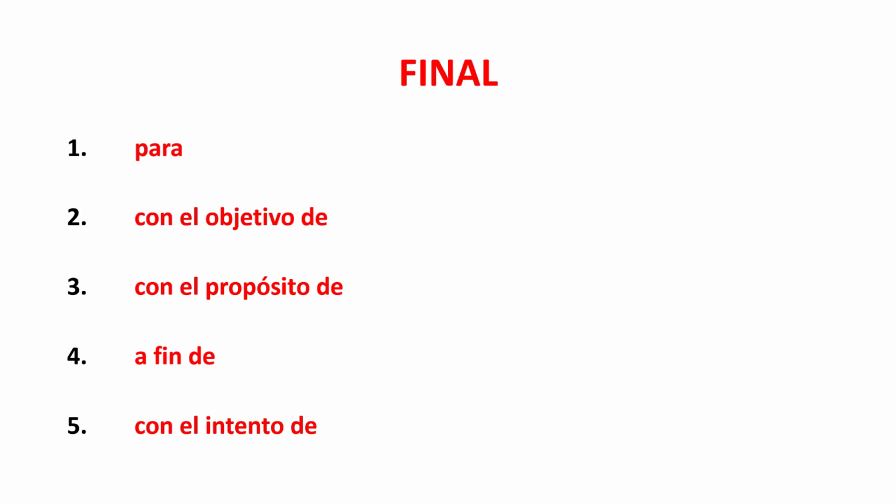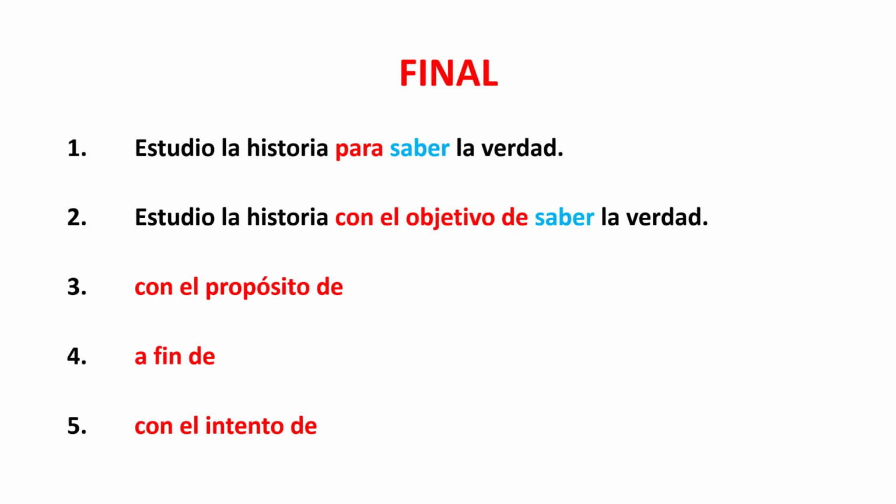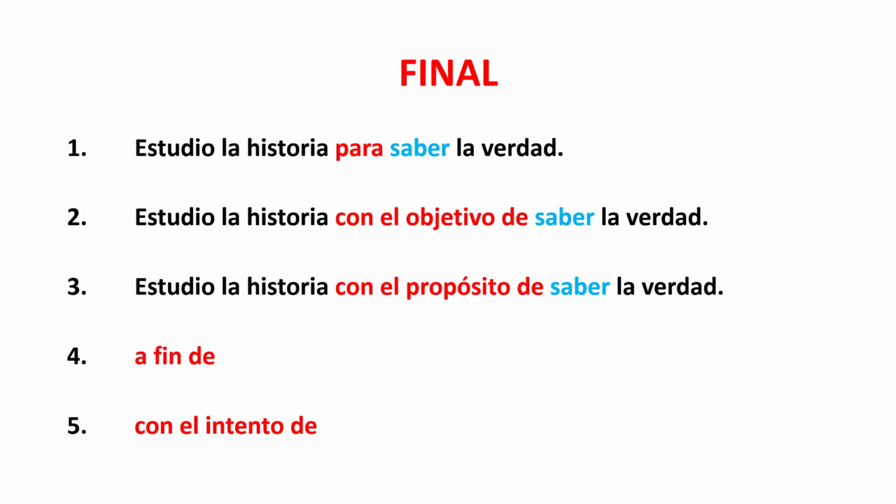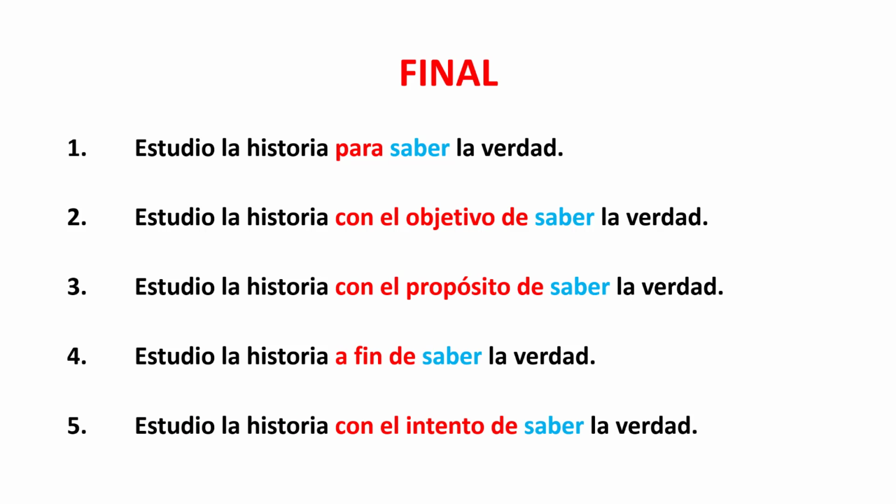Now let's see how these 5 phrases are used in a sentence using the indicative in the second verb. Estudio la historia para saber la verdad. I study history to know the truth, for the purpose of knowing the truth. I study history with the objective of knowing the truth. I study history with the purpose of knowing the truth. I study history in order to know the truth. And I study history with the intention of knowing the truth.